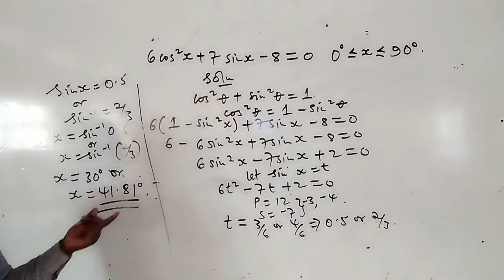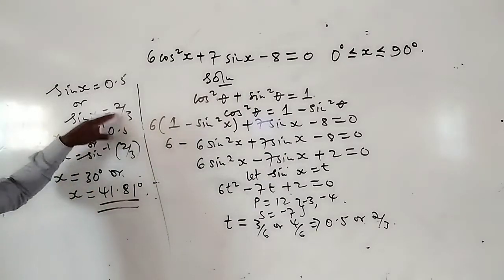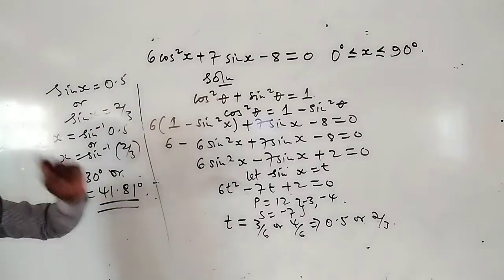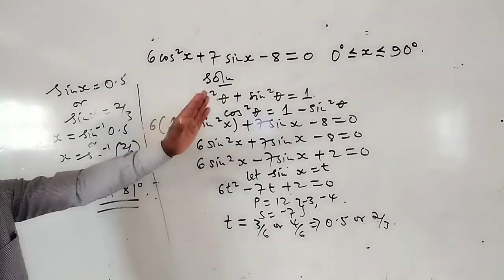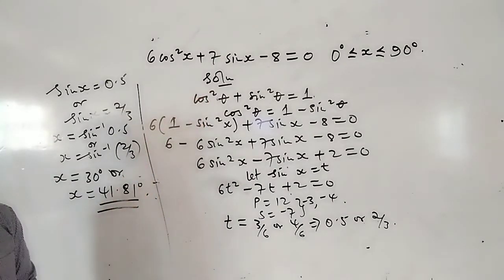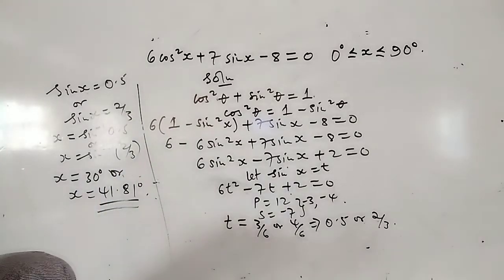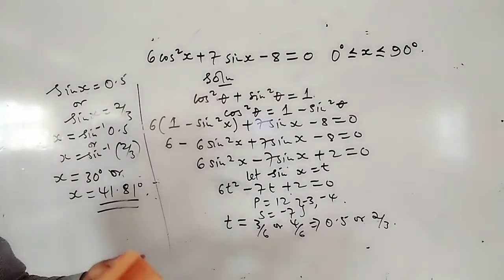Otherwise, the other angle which could have the same trigonometric ratios could be in the second quadrant, and that will be an angle greater than 90. Therefore, for the limit given, these are the only angles which can satisfy the equation above.